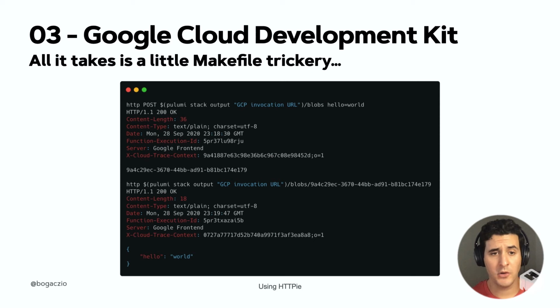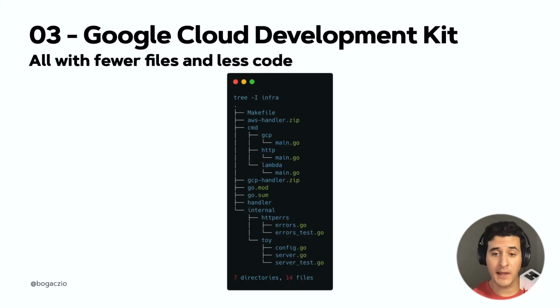And you can see again that it's running on Google. You can see that the server header is telling us that this is coming from the Google front end. Again, you can see that we were able to create the blob. We were able to read the blob, and we did all this with no extra code. In fact, we did it with less code.